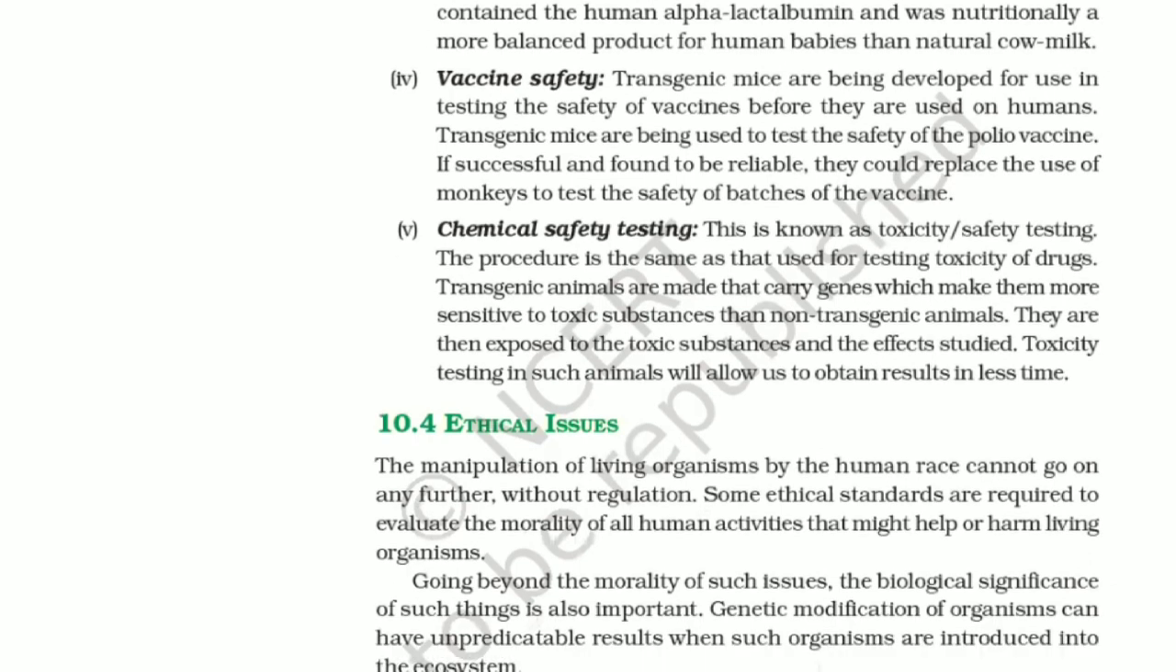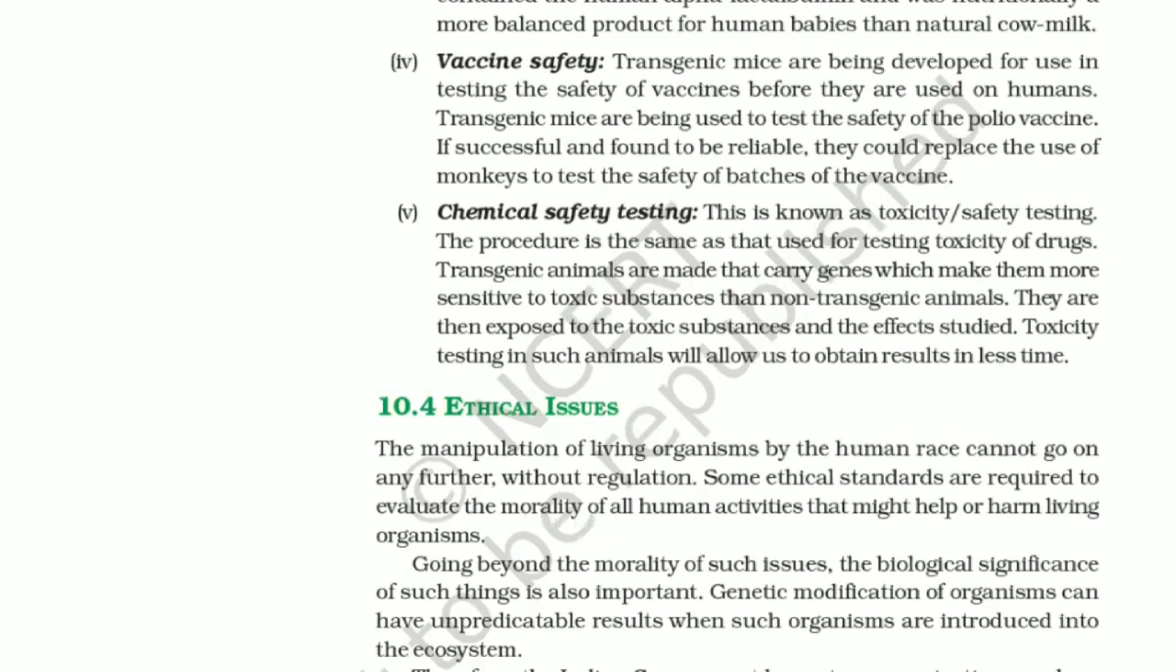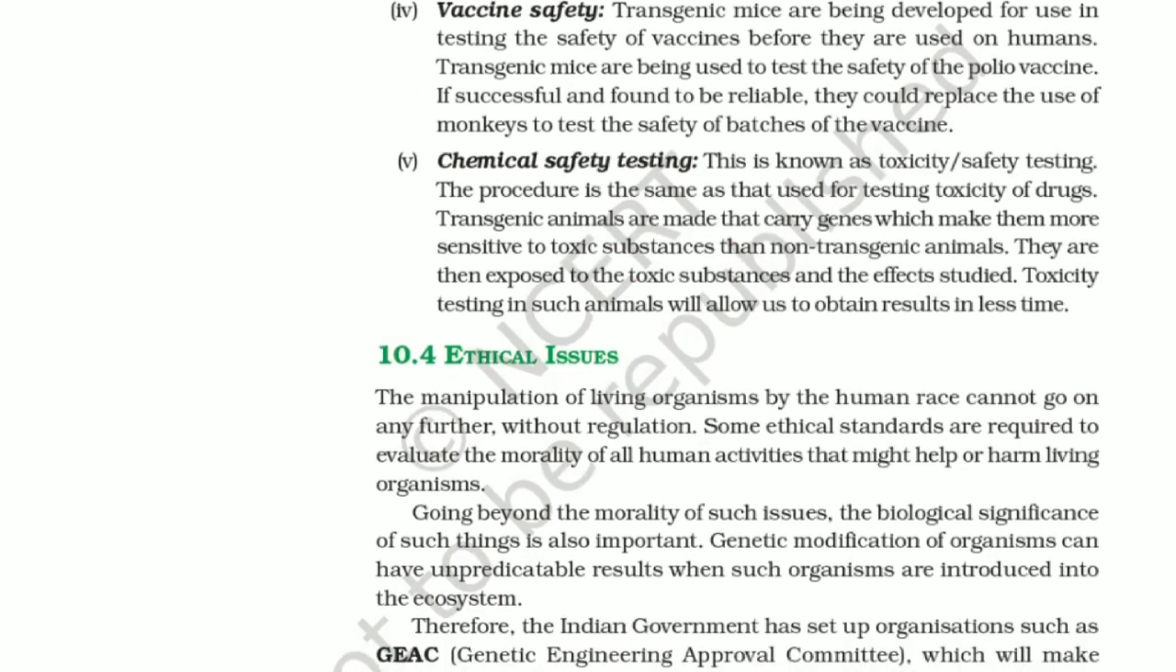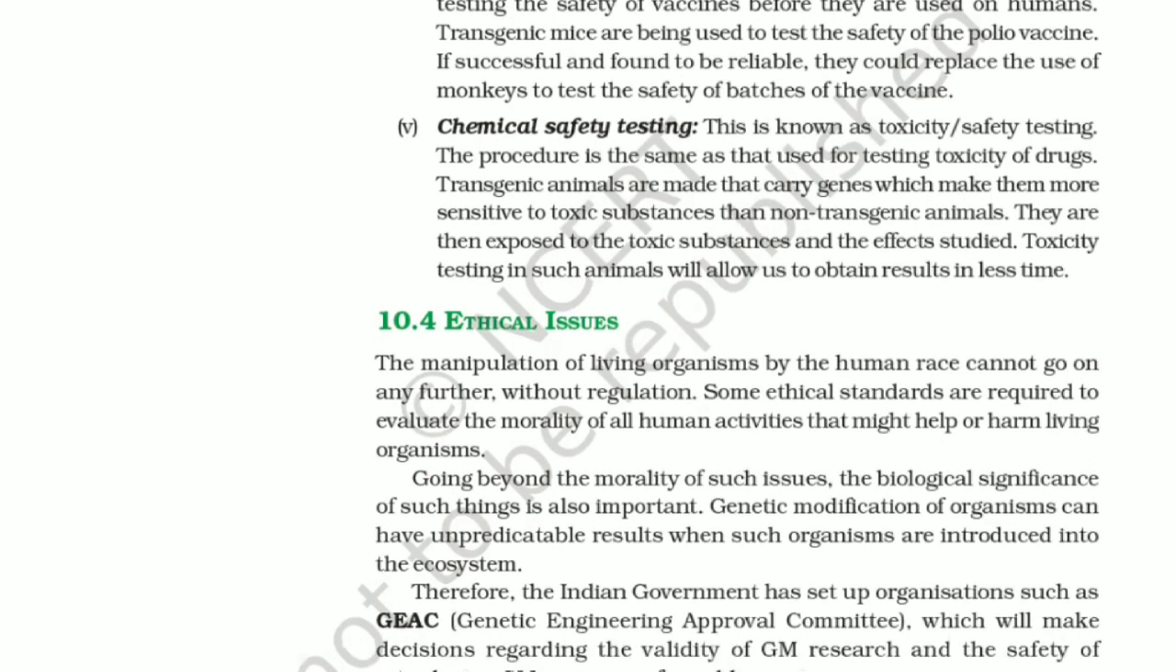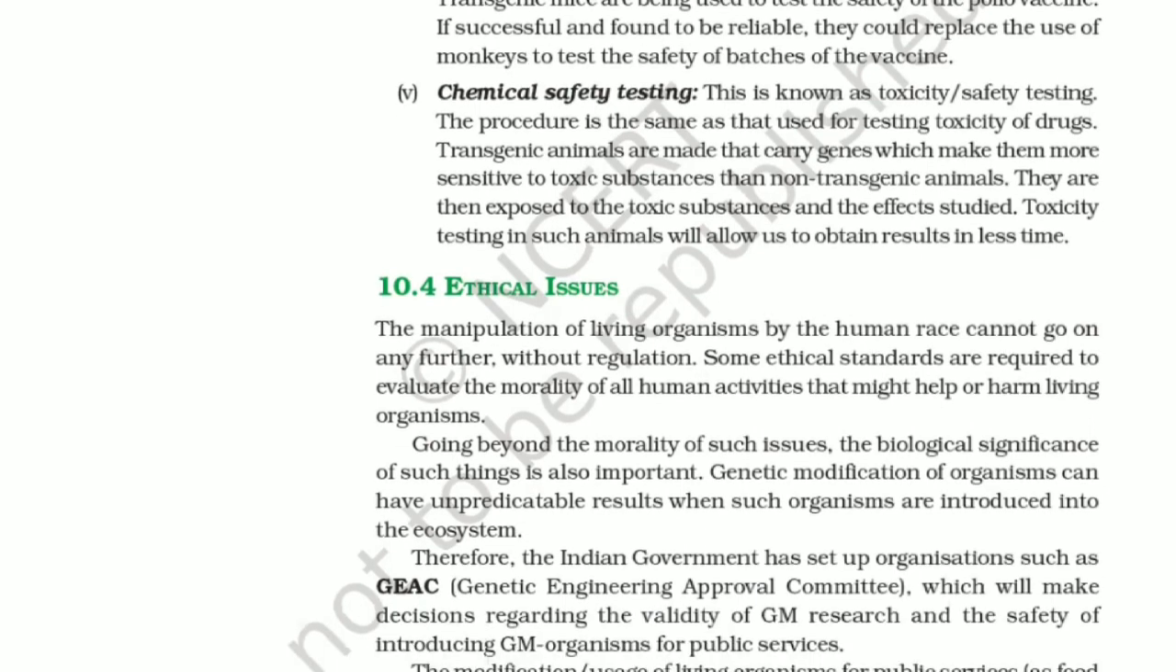Number four, vaccine safety. Transgenic mice are being developed for use in testing the safety of vaccines before they are used on humans. Transgenic mice are being used to test the safety of the polio vaccine. If successful and found to be reliable, they could replace the use of monkeys to test the safety of batches of the vaccine.